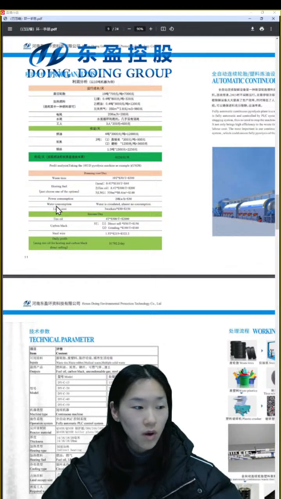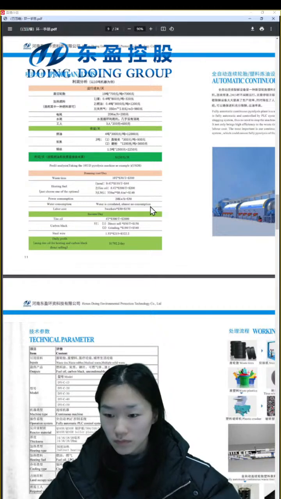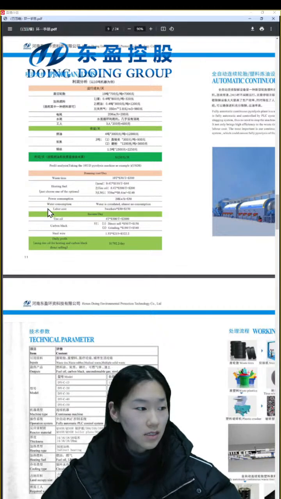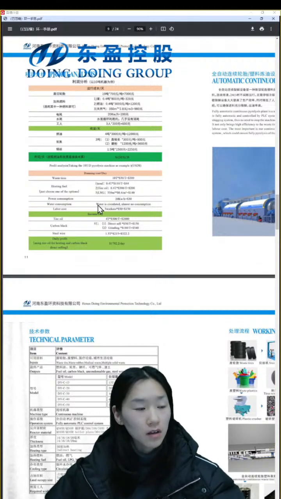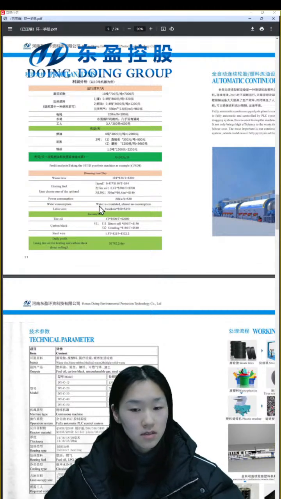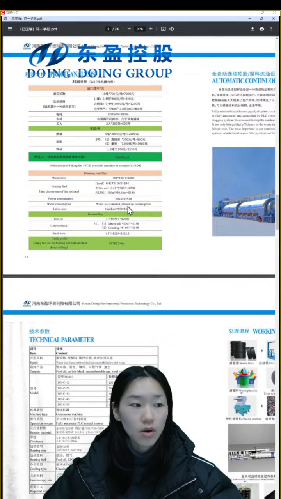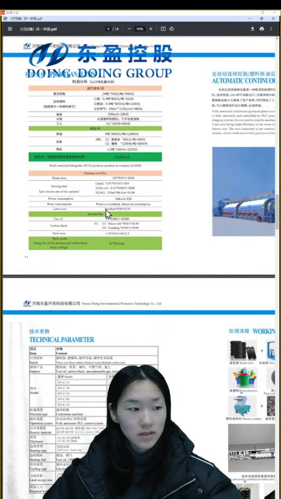Okay, we can see water consumption. Our water is circulating cooling water, so there is almost no consumption. This issue you don't need to worry about. The last one is labor cost. For one 10 tons per day pyrolysis machine, you will need 3 workers.